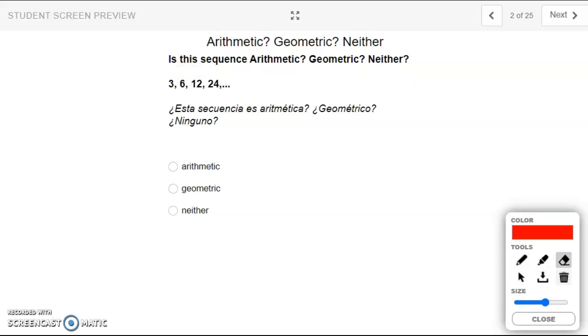Then let's see if it is geometric. Okay, so how do I do this? I get the next number, so in this case 6, and then divide by the previous number. So it's going to be 6 divided by the previous, which is 2. So that means I multiply by 2. Do I get the same pattern if I keep doing that? If I multiply 6 by 2, do I get that? Yes. So therefore, this is a geometric sequence.